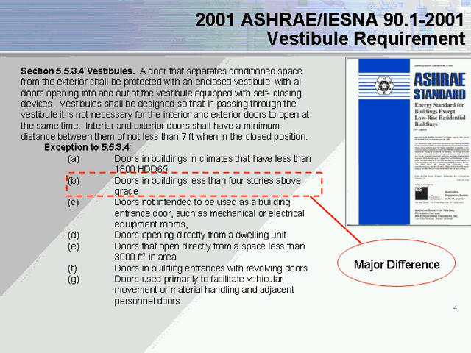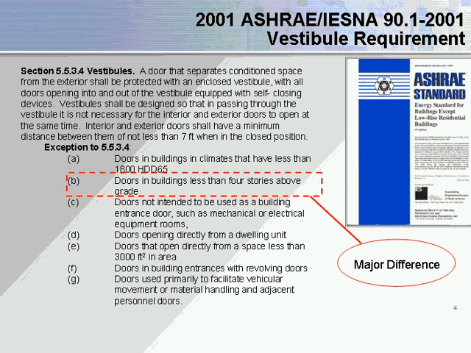ASHRAE 90.1 has the identical requirement, but the biggest difference is that doors in buildings less than 4 stories above grade are exempted from the vestibule requirement. So most buildings that comply with the ASHRAE 90.1 2001 requirements, all buildings 3 stories or less, will be exempted. 4 stories and above will be fair game from a code requirement standpoint.